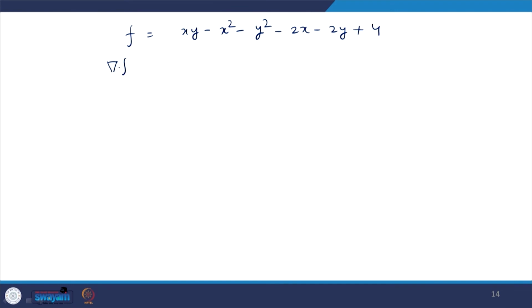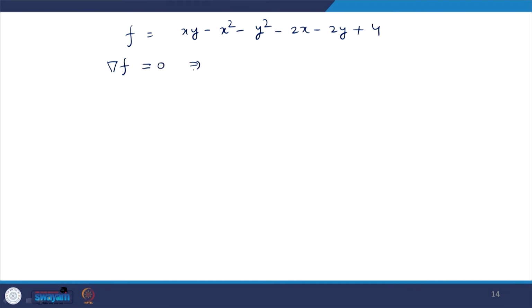Take one example, let f equal to xy minus x square minus y square minus 2x minus 2y plus 4. Now, suppose we are interested to see what are the points of local minima or local maxima of this f, if they exist. So, first we will find the critical points or stationary points. How to find a critical point or stationary point? We take the gradient of f and put it equal to 0.